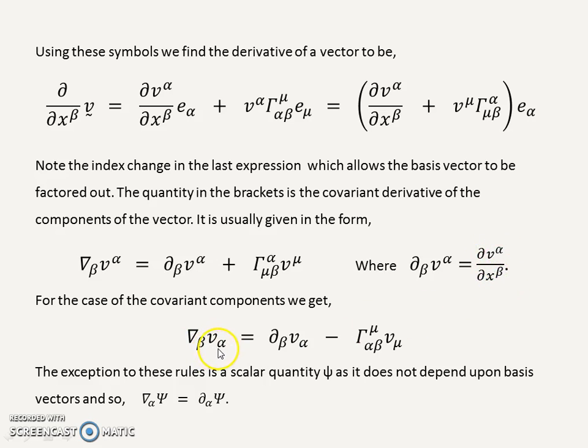For the case of the covariant components, these were the contravariant components. Let's have a look at the covariant components. Again, this rule applies here, and it comes from the previous page, where the derivative of the basis vectors produced a negative affine connection. There's one exception here. If we've got some scalar function, call it psi, the covariant derivative of that is the same as the partial derivative, because a scalar has no basis vectors. It doesn't depend on location. And so the covariant derivative is equal to the partial derivative for this particular case, for any sort of scalar quantity.